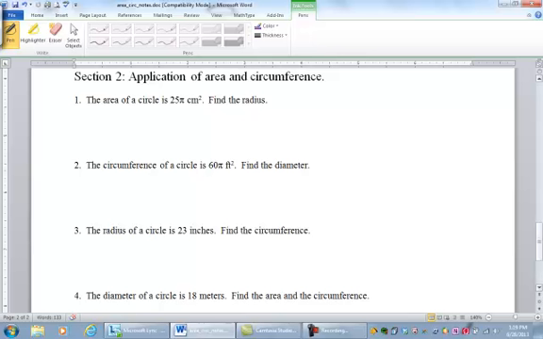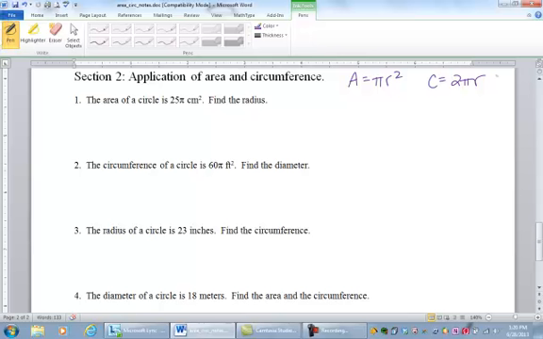And last section of this topic, I guess, is application of area and circumference. So it kind of looks like word problems, but it's trying to see if you have the ability to use the formulas that we know. And remember our two formulas. Area is pi r squared. Circumference is 2 pi r. They look very, very similar, but they're going to give you really different answers.